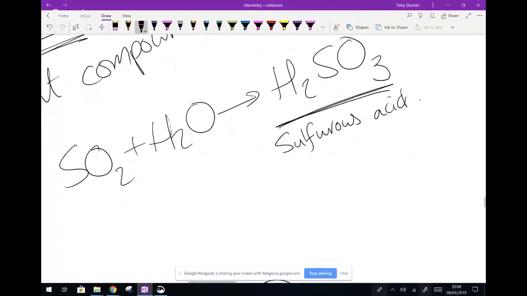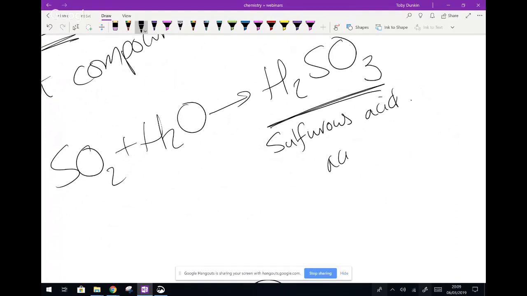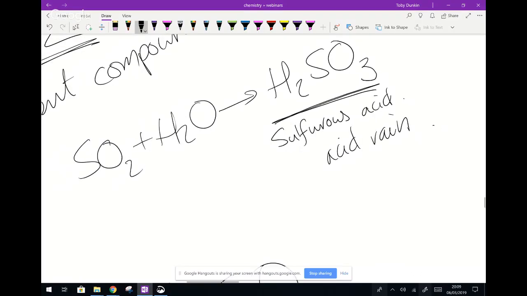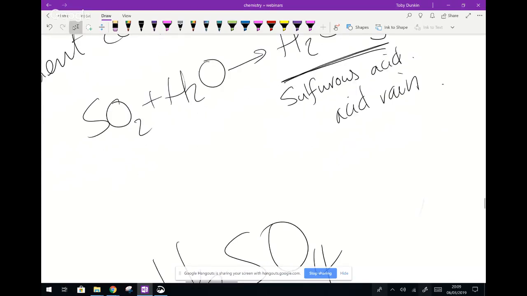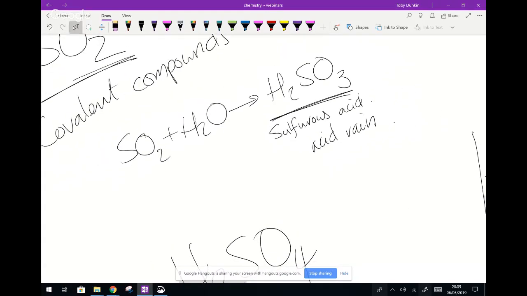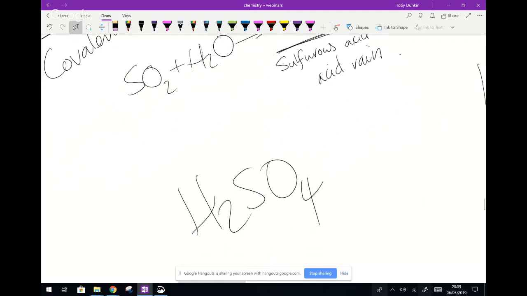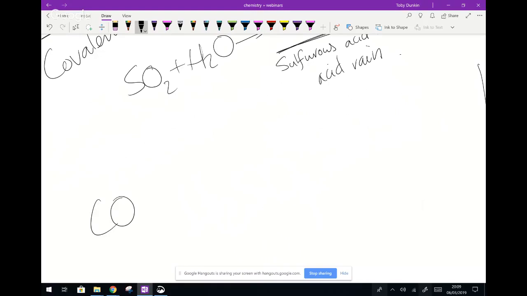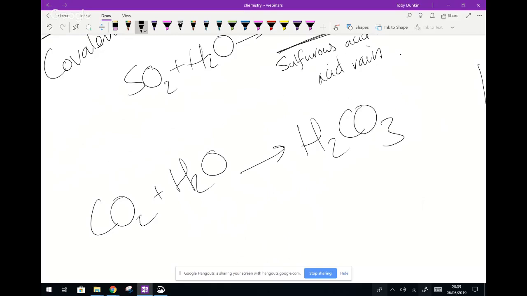This is what happens when we leave SO2 in the atmosphere. It reacts with water to turn into H2SO3, which is a weak acid. This is acid rain. If it was raining sulfuric acid, it would burn everyone's face off, but it doesn't. It makes sulfurous acid. So I can also show you another one, which is carbon dioxide. Carbon dioxide does the same thing. It reacts with water to form carbonic acid.